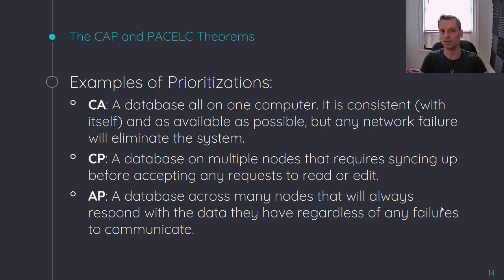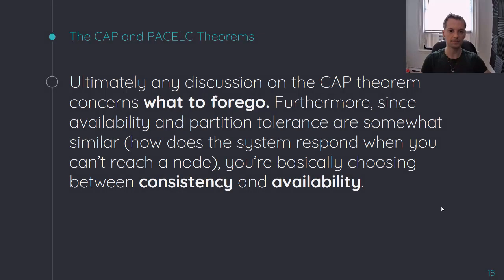Or if you have availability and partition tolerance, you have a database across many nodes, and it will always respond with whatever data it has inside of it, regardless of any failures to communicate, whether those failures are caused by a node going down or a network error. If it can respond, it will always respond.